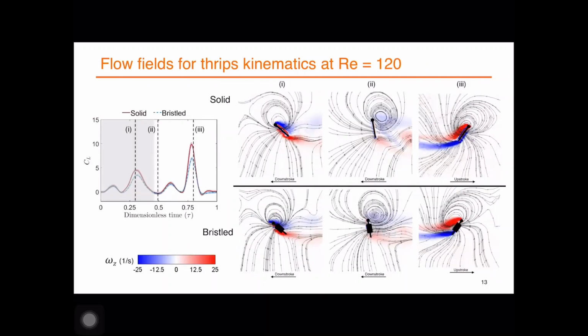Comparing a solid and bristle wing model at Reynolds number 120 for thrips wing kinematics, we observed formation of a leading edge vortex for a bristle wing model with a vortex strength looking a little weaker compared to a solid wing model.